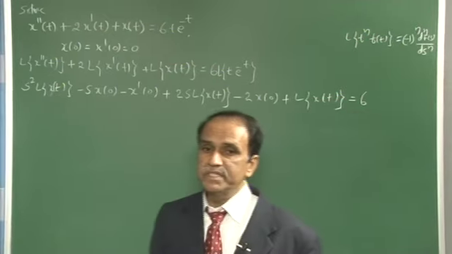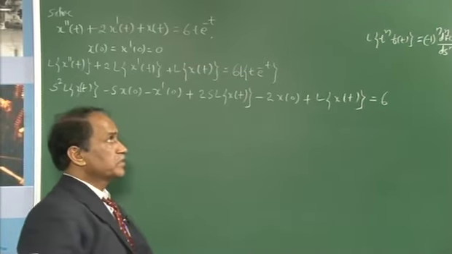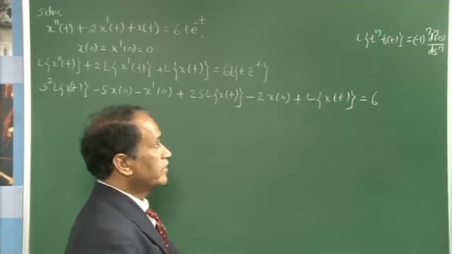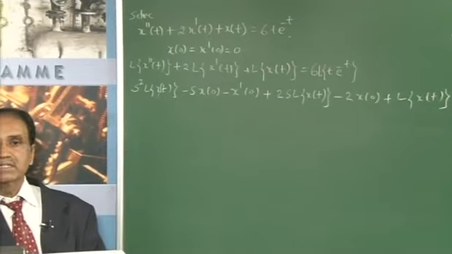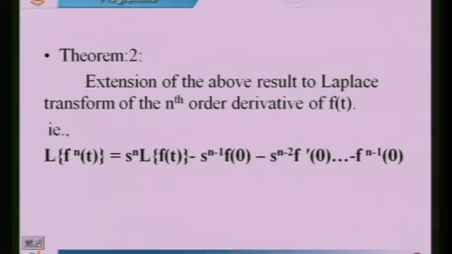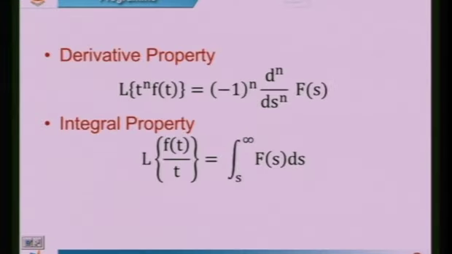When an algebraic term is multiplied with the original function f(t), we call it the derivative property in the Laplace transform. That is, you have defined two properties of the Laplace transform. This is the one, the algebraic term: L of t to the power n f of t is equal to minus 1 to the power n, d^n divided by ds^n, operating on F(s).